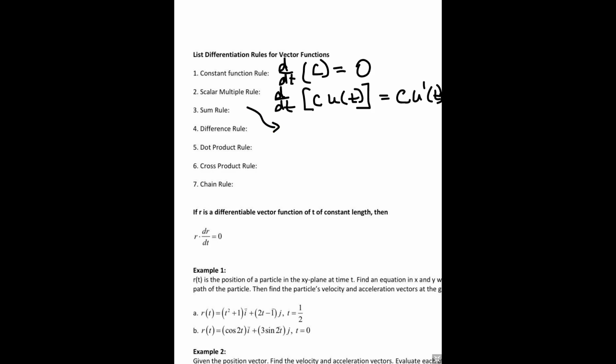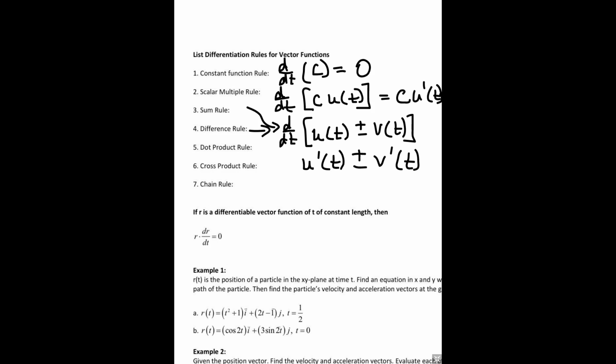And the sum rule and difference rule kind of go together. If I take the derivative with respect to time of two vector functions added or subtracted, u of t plus or minus v of t, essentially what I will do is take the derivative of the first vector function, then add or subtract the derivative of the second vector function.